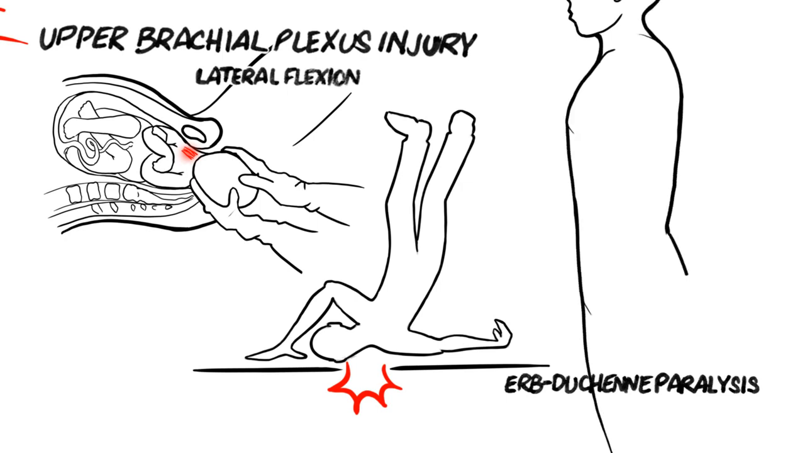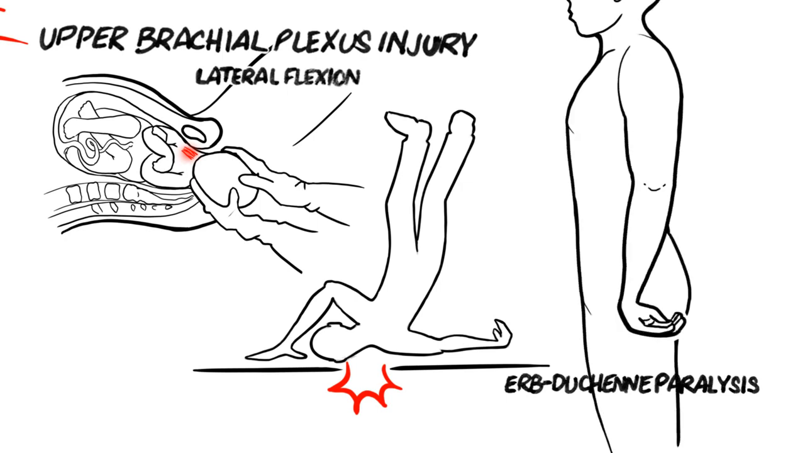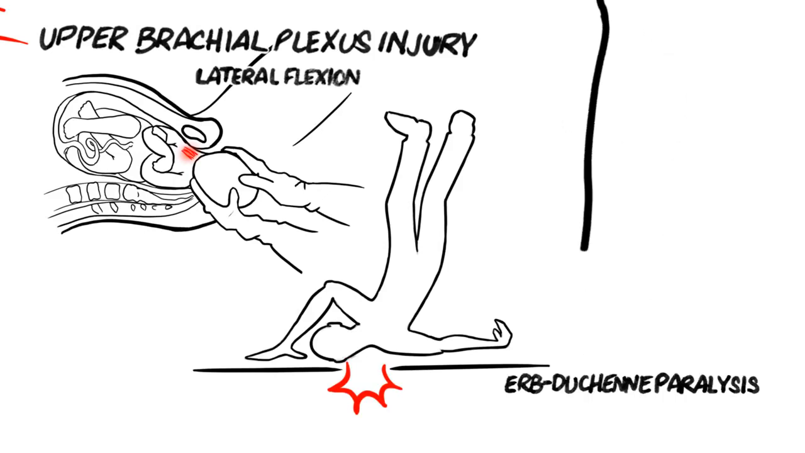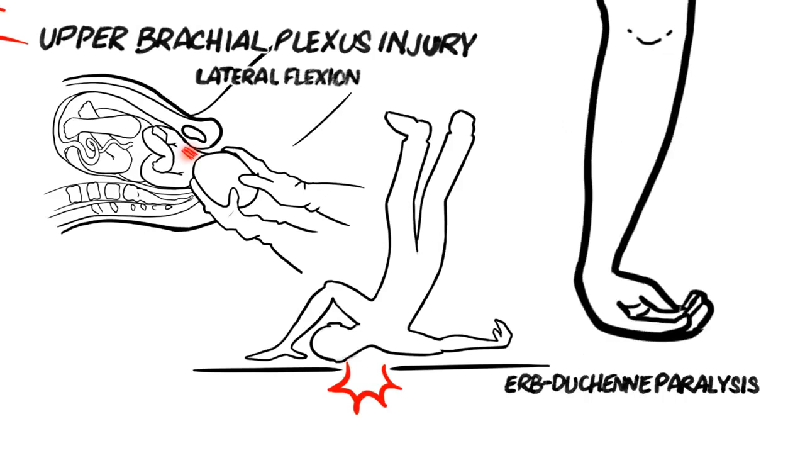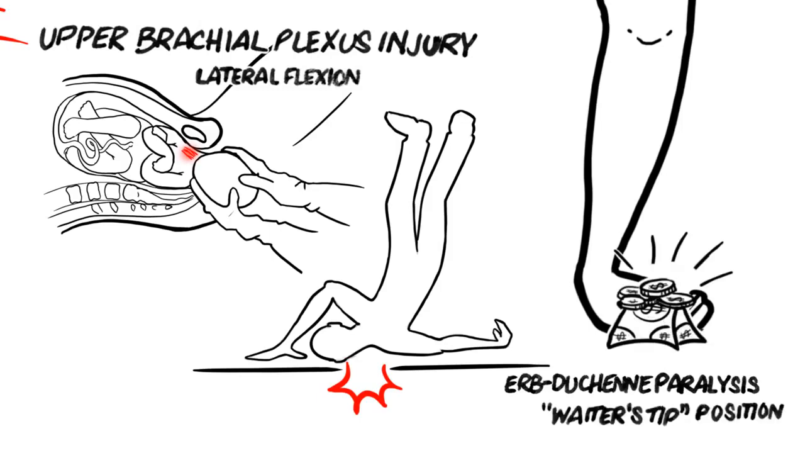In Erb-Duchenne paralysis, the arm hangs limply at the side and is internally rotated. The forearm is also pronated, which slightly flexes the wrist. This produces the characteristic waiter's tip position of the arm.